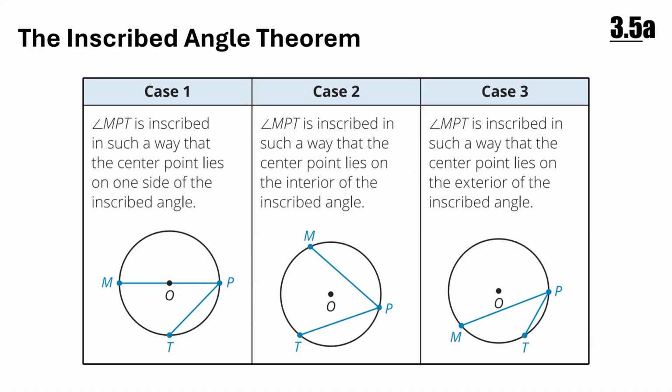There are 3 cases that this may occur. Case 1. The angle is inscribed in such a way that the center point lies on one side of the inscribed angle. Case 2. The angle is inscribed in such a way that the center point lies on the interior of the inscribed angle. Case 3. The angle is inscribed in such a way that the center point lies on the exterior of the inscribed angle.